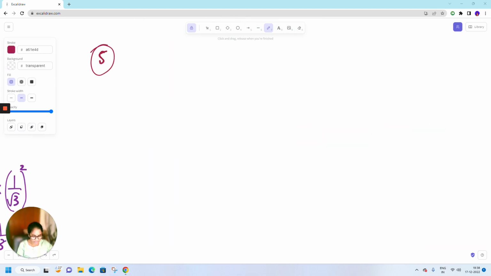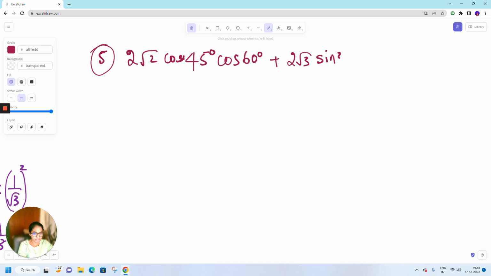Okay. So yes, the fifth question is find the value of 2 root 2 cos 45 degree, and cos 60 degree, plus 2 root 2 sine 30 degree tan 60 degree, minus cos 0 degree. Okay. Now let me just directly substitute the values.